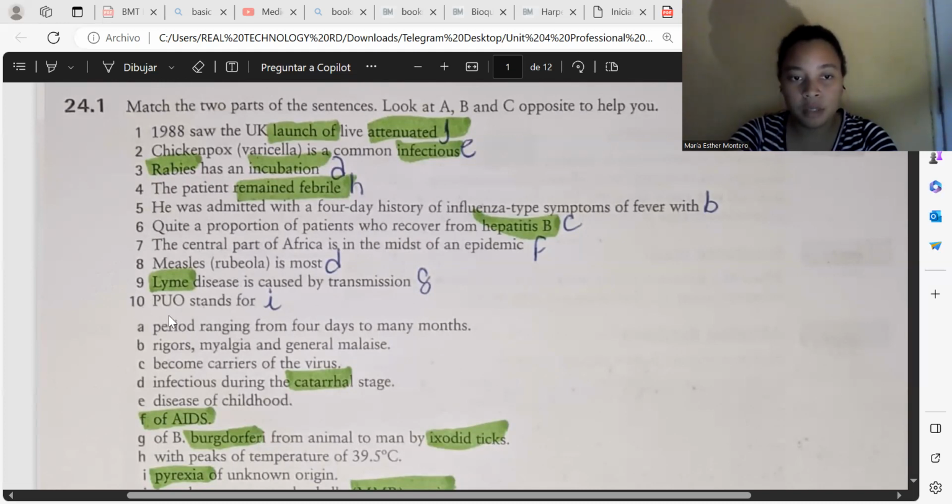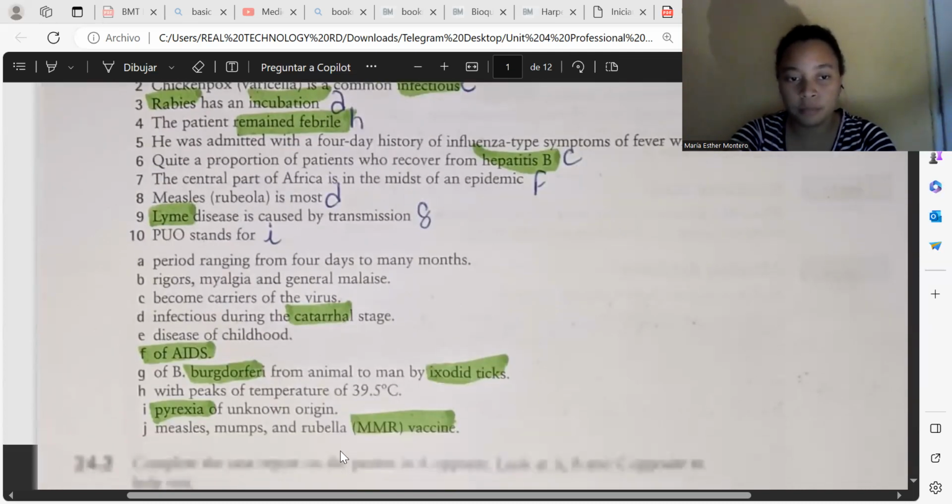10. PUO stands for pyrexia of unknown origin.